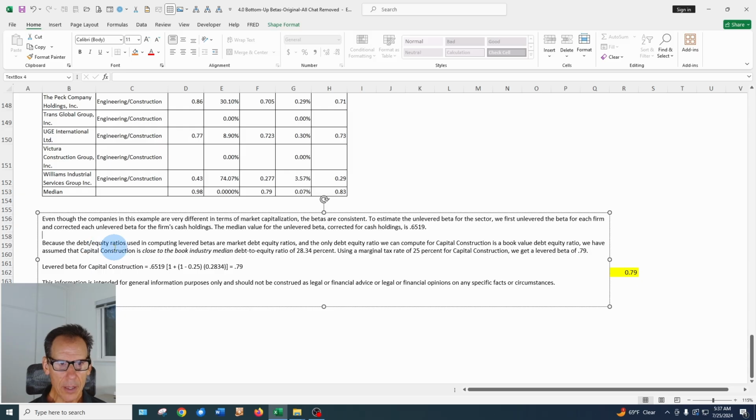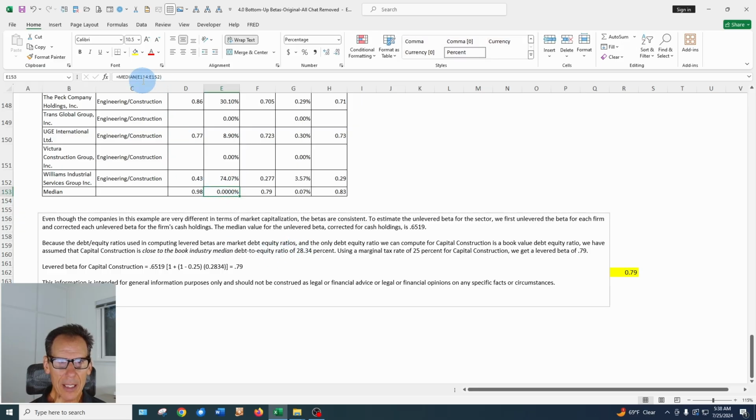Because the debt to equity ratios used in computing levered betas are market debt to equity ratios, and the only debt to equity ratio we can compute for Capital Construction is book value debt to equity, we have assumed that Capital Construction is close to the book industry median debt to equity ratio of 28.34.